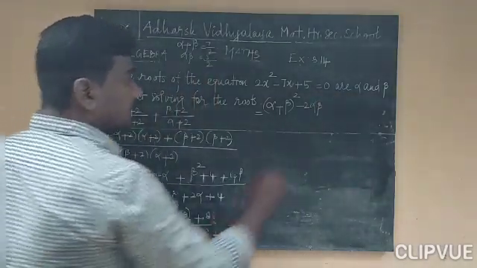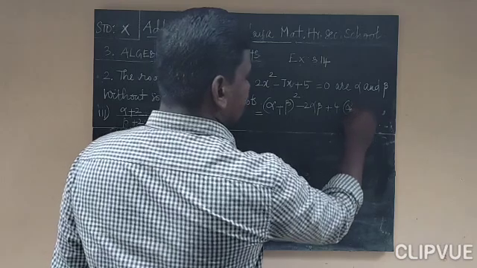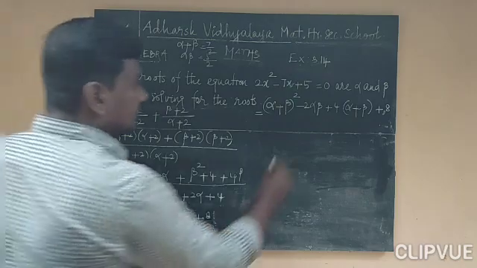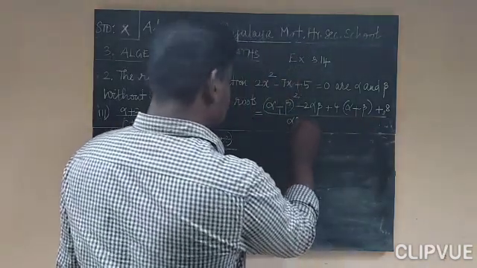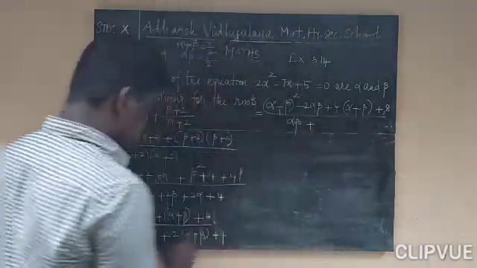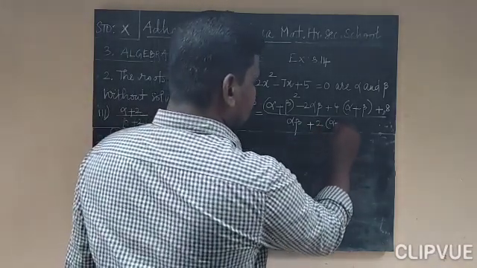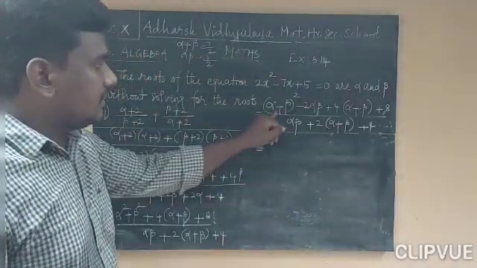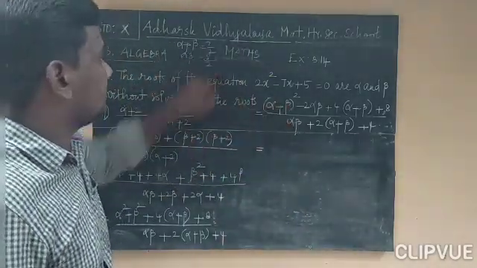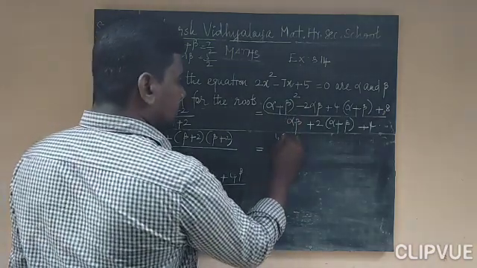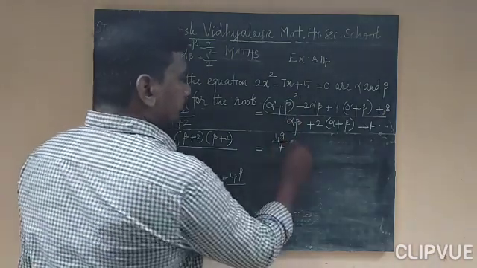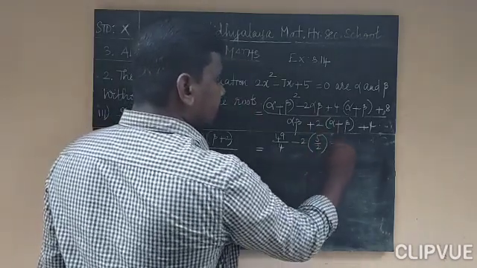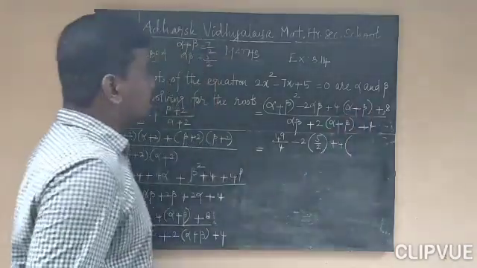Instead of this alpha square plus beta square, alpha plus beta the whole square minus 2 alpha beta plus 4 times alpha plus beta plus 8. Understand? Divided by alpha beta plus 2 into alpha plus beta plus 4. So now I am going to replace their values. Alpha plus beta is equal to 7 by 2. 7 by 2 whole square is 49 by 4. Minus 2 into alpha beta value 5 by 2 plus 4 into alpha plus beta value 7 by 2.